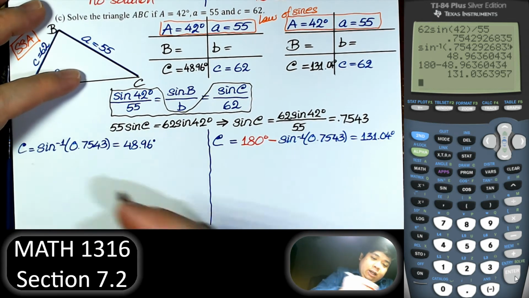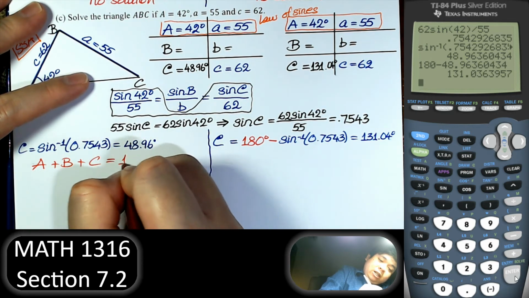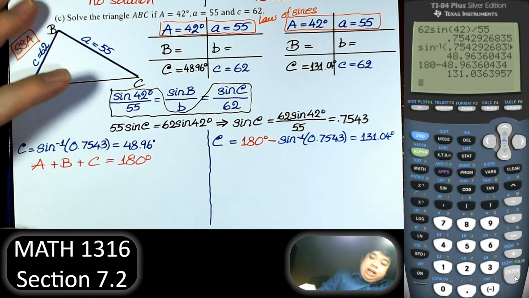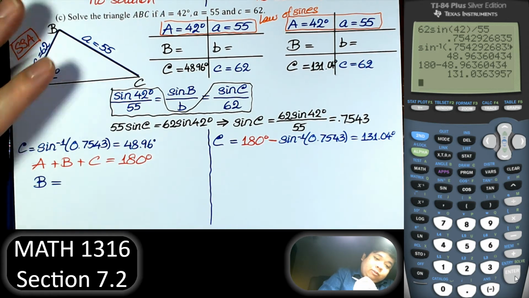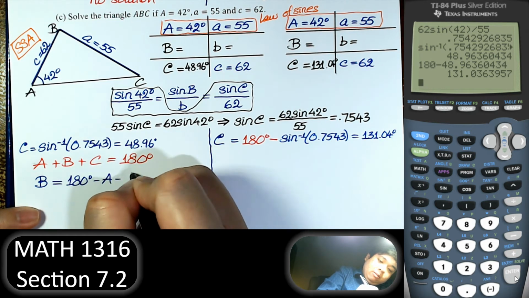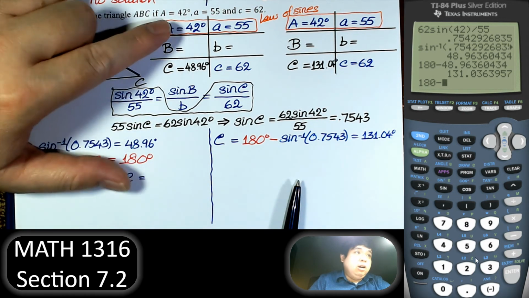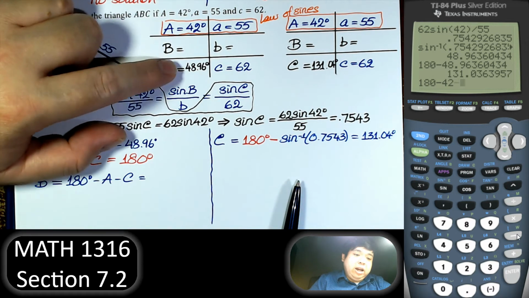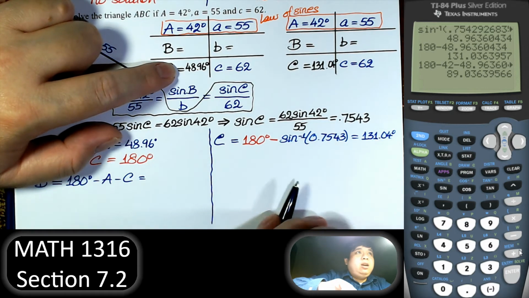Right. So A plus B plus C is 180 degrees. So here we can get B. Angle B is equal to 180 minus A minus C. 180 minus angle A of 42 minus angle C of 48 point something. I just copy and paste here. So that's 89.04.